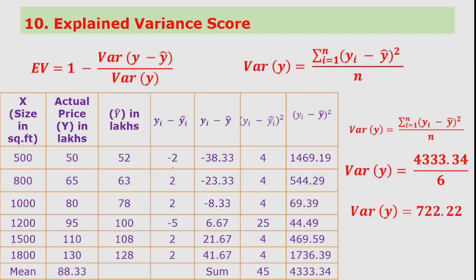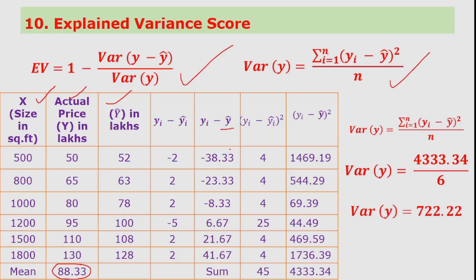See here, the explained variance score EV is the normal formula, and the variance of y is here. First we calculate the variance of y, then only can we calculate the explained variance score. So x is the input feature, y is the actual price, and y hat is the predicted price. Here yi minus y hat, where y hat indicates the mean value of your actual price, right? That is 50 minus 88.33, which gives minus 38.33. 65 minus 88.33 gives minus 23.33.